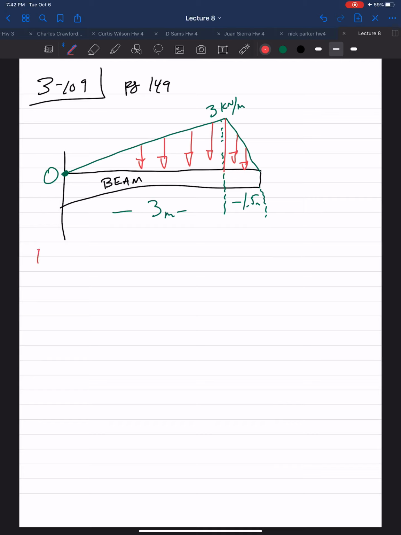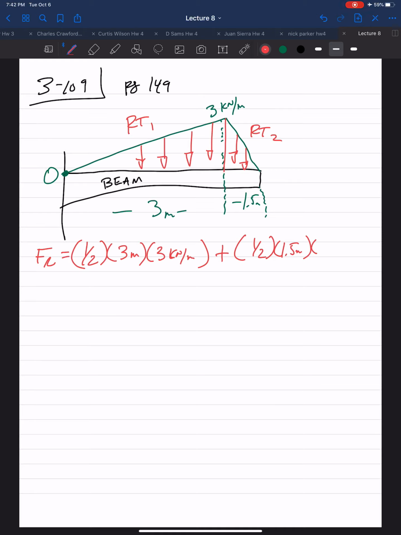So the resultant force is the area under the curve. So we have, we'll call it right triangle 1 and right triangle 2. The area for right triangle 1 is half the base, 3 meters, times the height, which is the intensity, 3 kN per meter, plus the area of right triangle 2, which is 1/2 the base, 1.5 meters, times the height, which is once again 3 kN per meter. My resultant force, sum those two together, you get 6.75 kN, and that is projected down, we'll say somewhere right here.